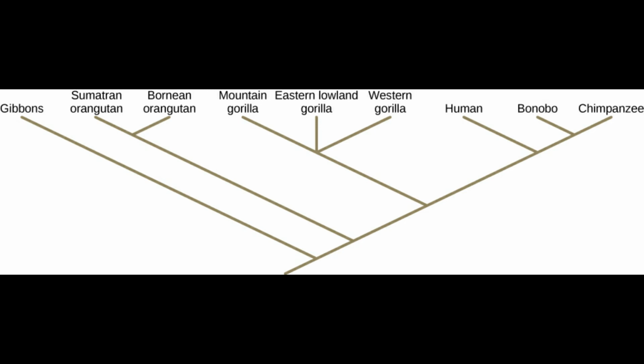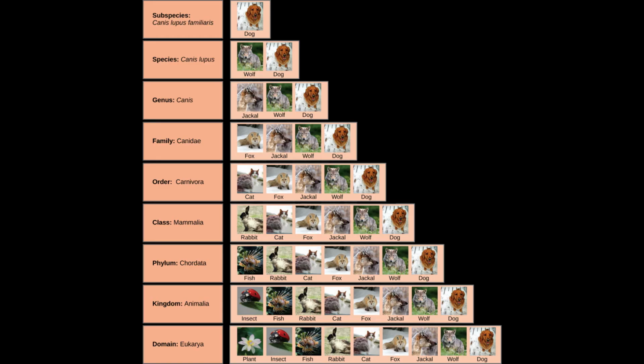We will have an example, the classification levels for the domestic dog. As you can see in the picture, the group at each level is called a taxon. In plural, it is called taxa. In other words, for the dog, Carnivora is the taxon at the order level. Canidae is the taxon at the family level, and so on and so forth.